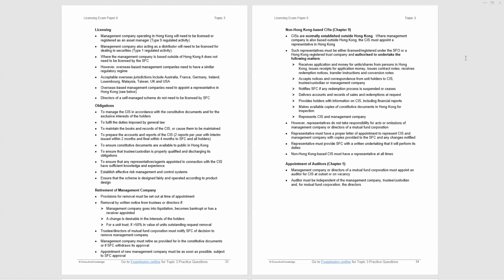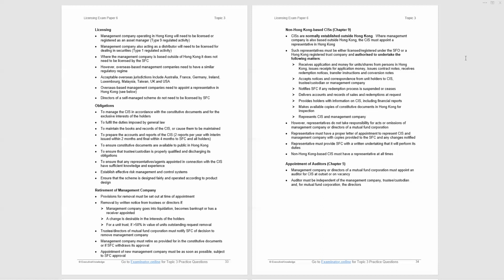So for example, if we had an institutional fund manager where the funds are managed in Edinburgh, Scotland, not in Hong Kong, but the product is distributed in Hong Kong, then the distributor will need to be Type 1 licensed, but the asset manager in Edinburgh will not need to be licensed because they are based overseas.